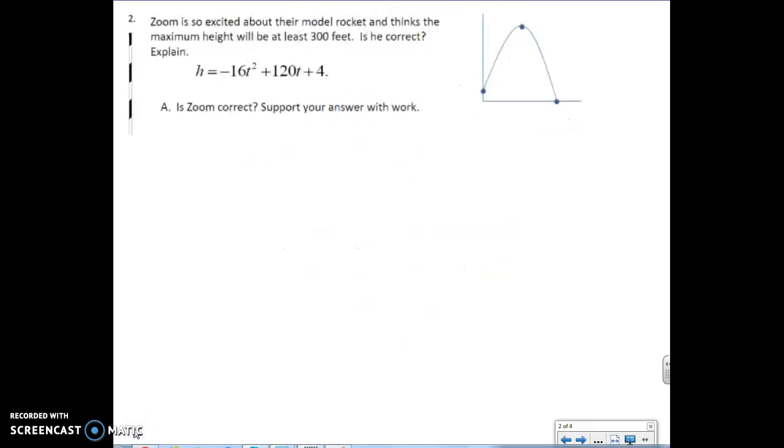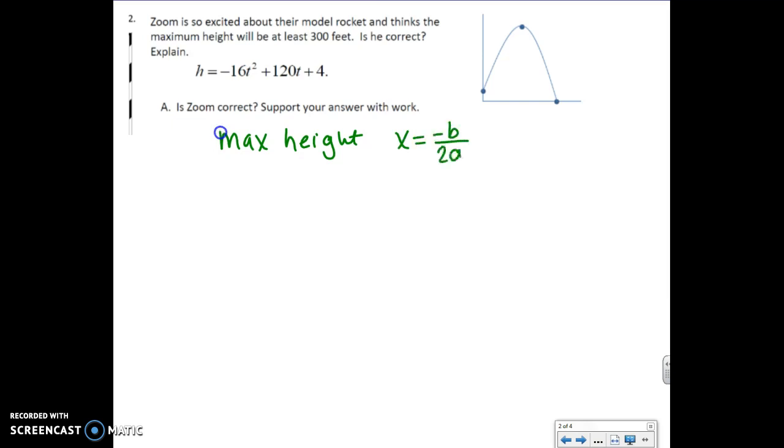So question number 2 is also following from question 1. It's still about the rocket. It has the same equation. Except for now it says that Zoom thinks that the maximum height is going to be at least 300 feet. And we have to determine whether or not he is correct. So in order to do that, we have to find the max height. And to find the max height, we first need to know the time at which the max height occurred. So that is going to be our axis of symmetry.